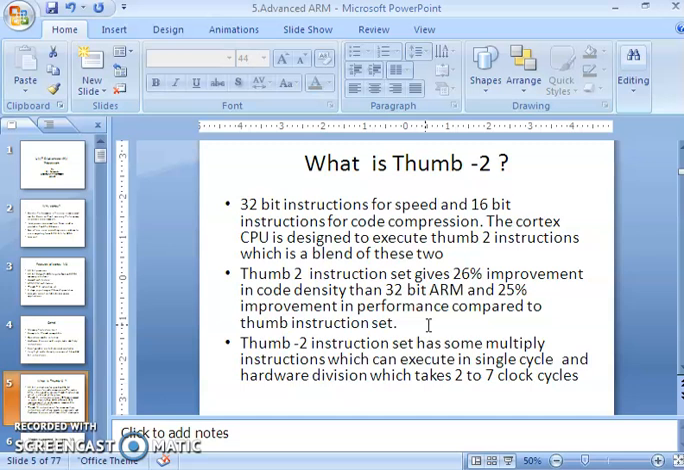and also the performance. The Thumb2 instruction set gives a 26% improvement in code density over 32-bit ARM and a 25% improvement in performance when compared to the Thumb instruction set. It also has single cycle multiplication instructions, and hardware division instructions which execute within 2 to 7 clock cycles.